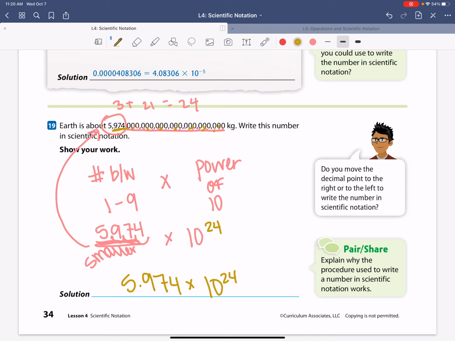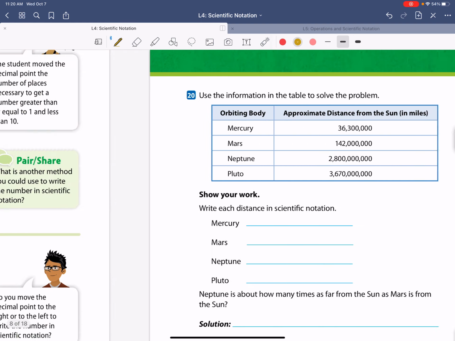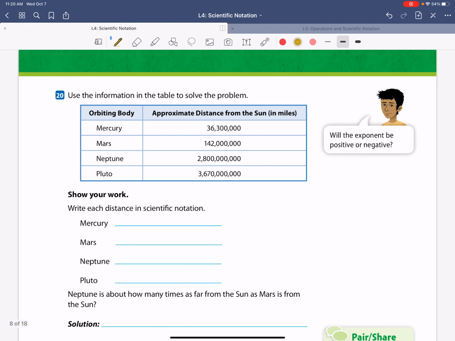Done. All right, moving on to number 20. Use the information in the table to solve the problem. We've got the orbiting bodies of Mercury, Mars, Neptune, and Pluto, and the approximate distance from the sun. Remember, the larger the distance, the farther away it is. So let's put that on our paper so we don't forget that. Larger the number, the farther the distance.